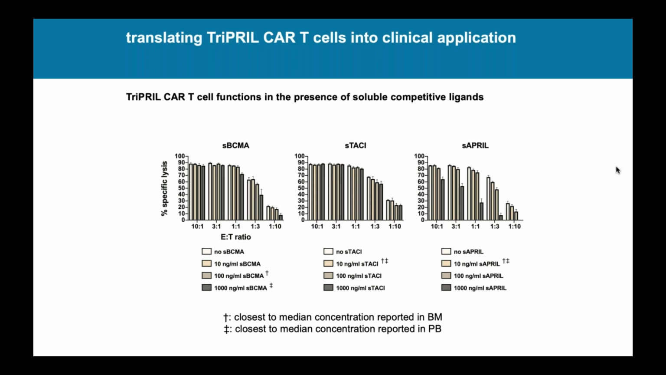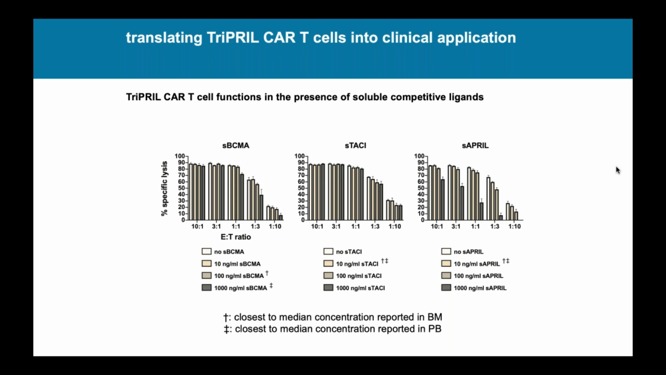So finally, when thinking of how to translate triple CARs into clinical application, there is one other important aspect to consider. It has been reported that multiple myeloma patients have increased concentrations of soluble BCMA, soluble TACI, and soluble APRIL in the peripheral blood and also in the bone marrow. So we were interested to find out whether soluble BCMA, soluble TACI, and soluble APRIL block triple CAR T cell lysis of multiple myeloma cells.